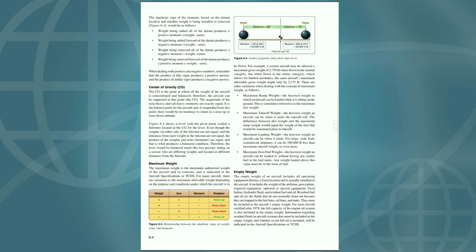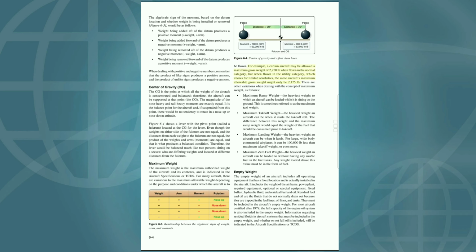Force, distance equals 90, distance equals 70, weight, arm, moment, rotation. Plus. Nose up, nose down, nose up. Figure 6-3. Relationship between the algebraic signs of weight, arms, and moments. Moment equals 700 pounds times 90, equals 63,000 inch-pounds. Moment equals 900 pounds times 70, equals 63,000 inch-pounds. Fulcrum and CG. Figure 6-4. Center of gravity and a first-class lever.